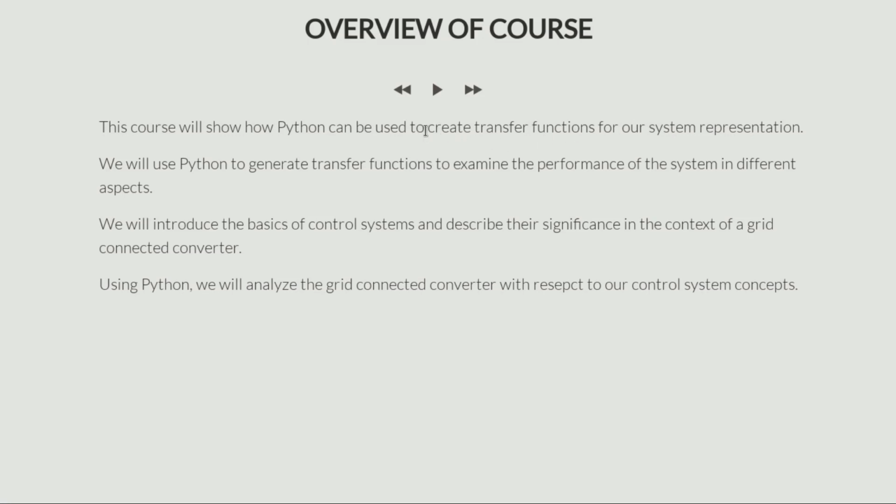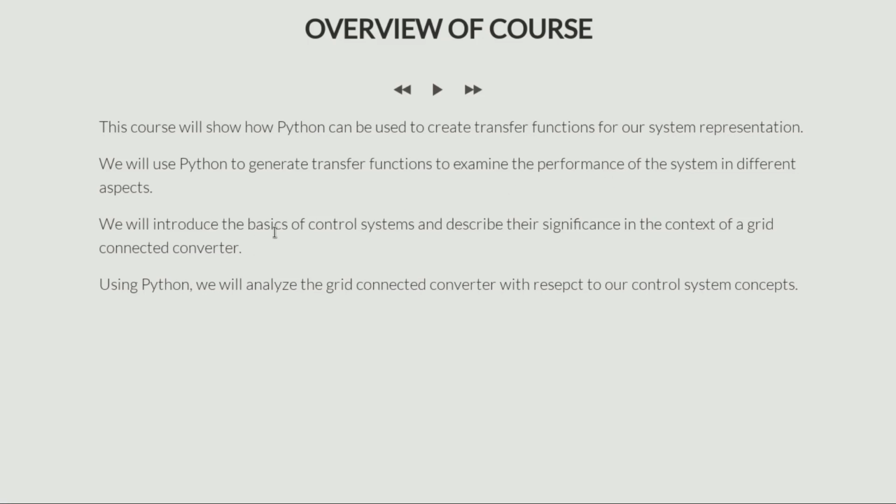We will use Python for creating transfer functions for all our system representation. So for the system, which in our case is the grid connected converter, all the transfer functions will be synthesized using Python. We will use Python to then analyze these transfer functions to examine the performance of the system in different aspects. So we will look at the stability of the system, we will look at the performance of the system, we will look at the frequency response of the system, and many other aspects.